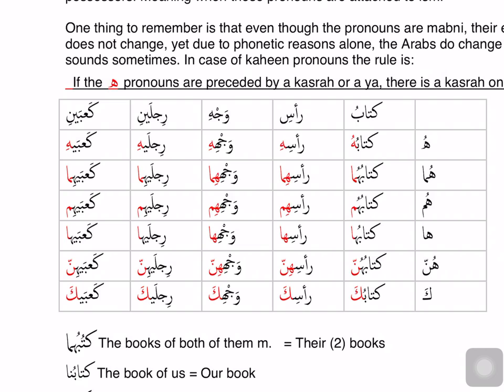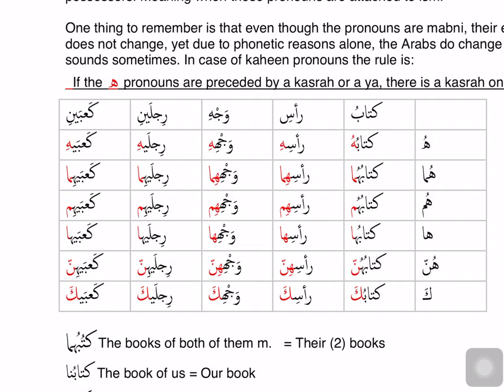What we want to study right now is their attachment to an ism, because we were studying idafa and that's where we came to attached pronouns. Whenever an attached pronoun, whenever a damir muttasil from the kahin family, is attached to an ism, it is always making an idafa construction. It is always mudaf ilayh. Since it is always mudaf ilayh, it is in jarr status.